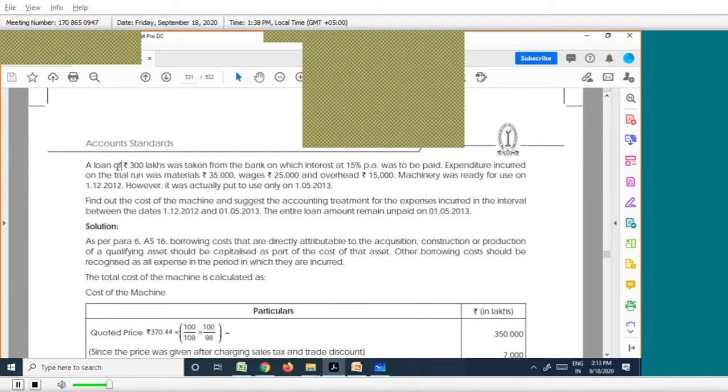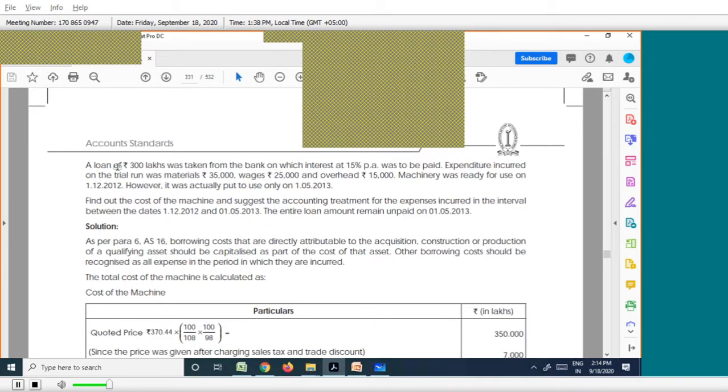By reading the question only, all of you having the material, correct? You just read what is given there, it is given clearly. Which year is the asset available for use? It is given in the question as 2012. Machinery was ready for use in 2012, but actually it is used on 1/5/2013 only. So from this we have to work out the answer.